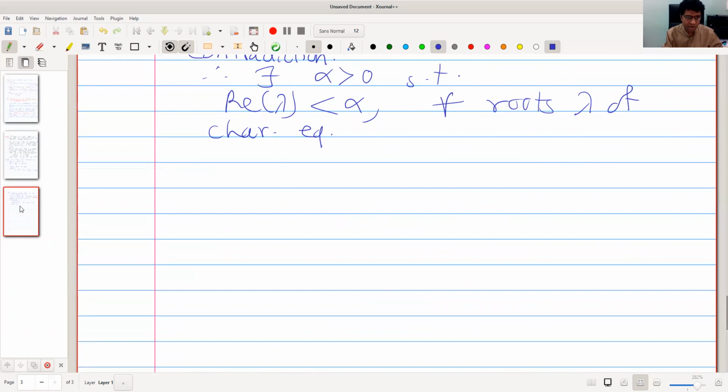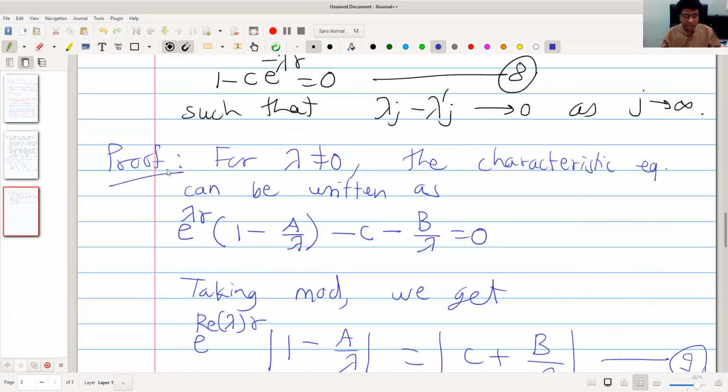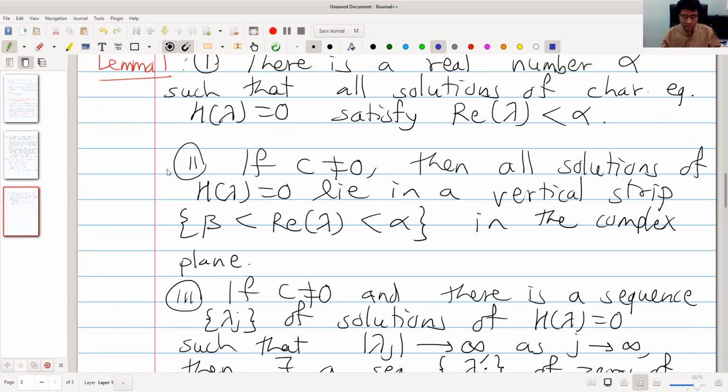Now let us see the second part. We prove the second part again by contradiction. In the second part, we need to assume c non-zero. The second part says that the real part of lambda is bounded below also. There is some beta. So what we do? We contrary assume that we can tend the real part to minus infinity, which means it is not bounded below. And then we get a contradiction in a similar manner.